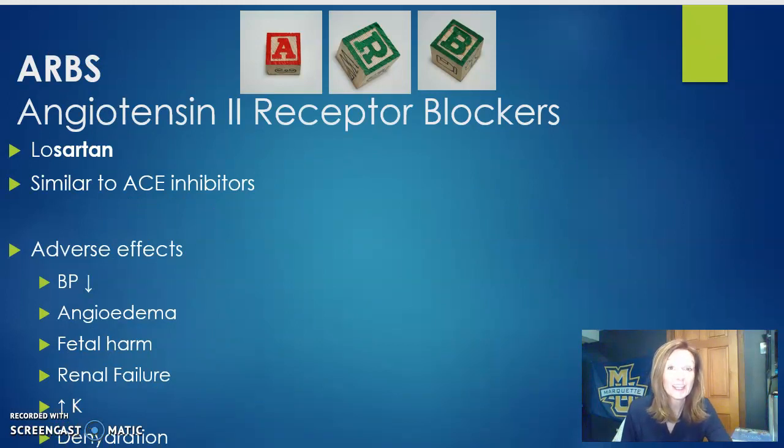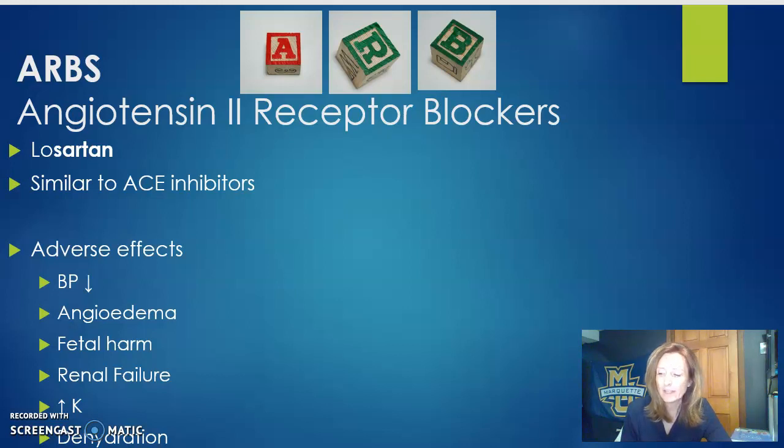Okay, the next classification of antihypertensive medications we're going to talk about are the ARBs, or the angiotensin II receptor blockers. And these end in the suffix sartan, and the medication name is losartan. So these medications are very similar to ACE inhibitors. So if you understand ACE inhibitors, you can understand the ARBs.